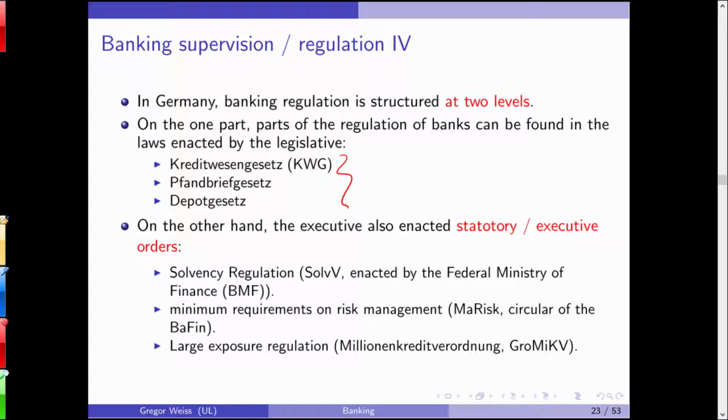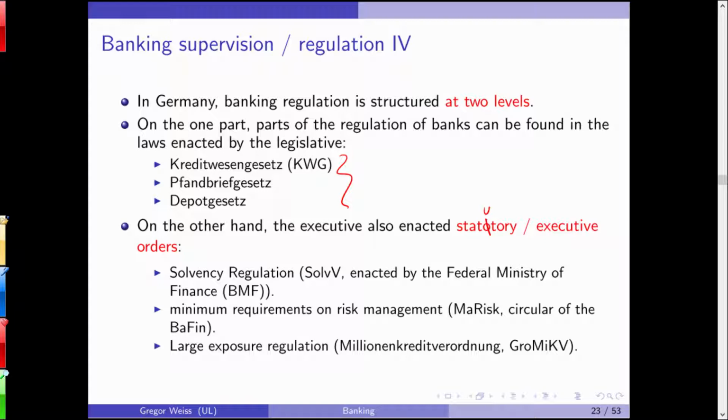Now, we also have executive and statutory orders. And these are orders which in German are called Verordnungen. A Verordnung is an executive order. This means that, for example, a ministry can enact an executive order, and it can tell people what to do.